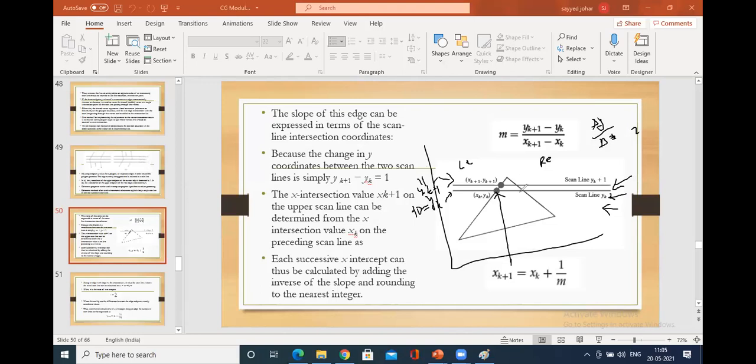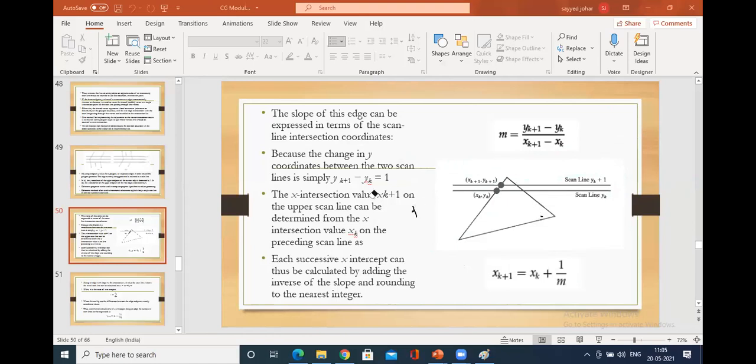Fine. And what about this pixel? Again, this will be yk, but xk you have to calculate. Similarly, for this pixel, you know the y value, it is yk plus 1, and you have to calculate the xk plus 1. So how do you calculate this? This is a quite interesting part. Now you could see how to calculate it.